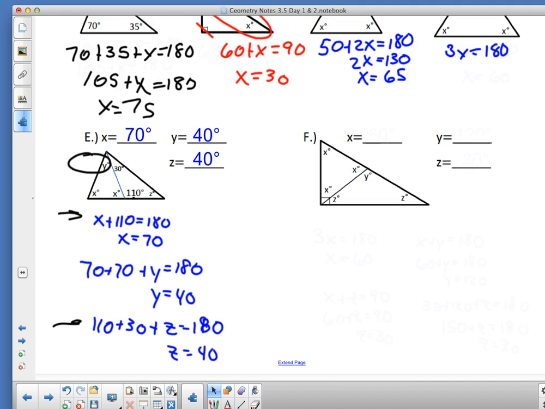Get after F if you haven't already. Some people are done, some people aren't. See what you can do. Talk to your row partners if you're stuck, because right now you're right on the fence. I'm going to let you in on a secret: X plus X plus X is 180. Did we do that one earlier? That's an equilateral triangle, and then we also have one that's isosceles. That's where that Z comes in, Z and Y. And then Y and that other X are supplementary. Those are my hints I'll give you. Go for it.